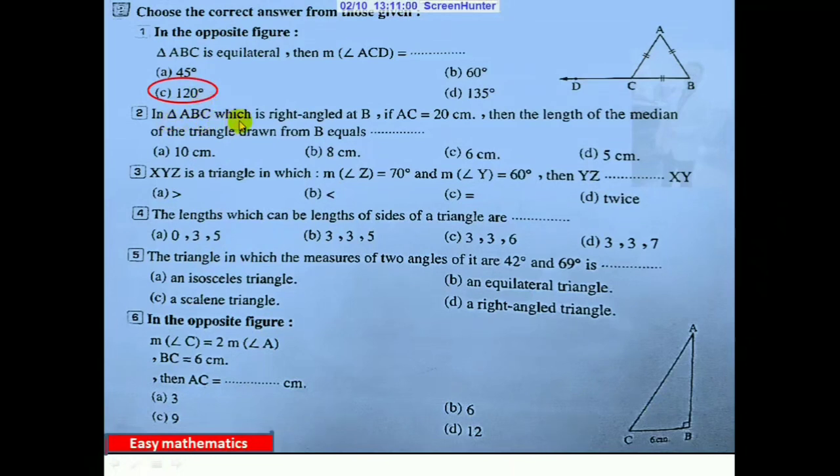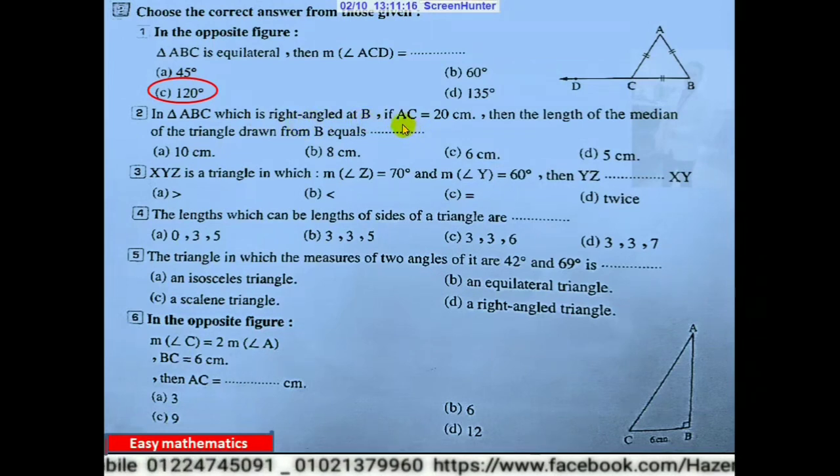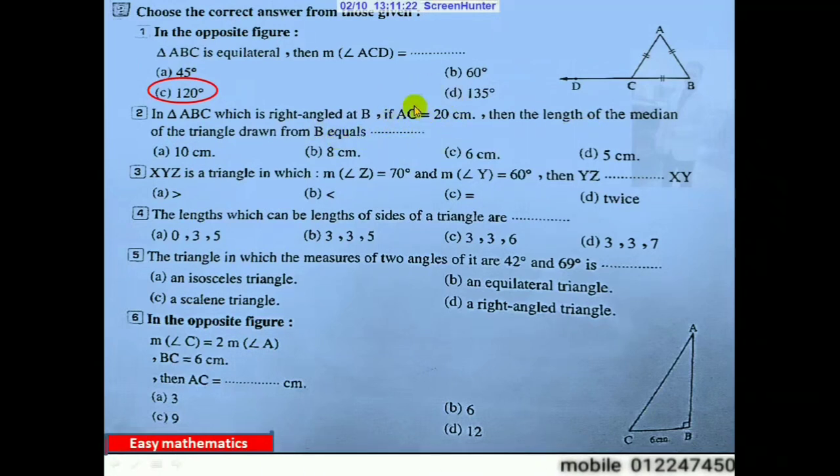Triangle ABC is right-angled at B. If AC equals 20 cm, then the length of the median of the triangle drawn from B equals what? We all know when we have a right-angled triangle at B, it means AC here will be the hypotenuse. And if we draw a median from the vertex B, it will be equal to half the length of AC, which equals 10 cm.